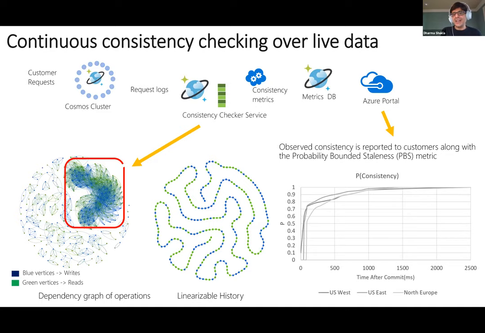Happy to report that since the early days where we were prototyping and using the system internally at Microsoft, we have not had any violation in the consistency SLAs after we launched the service. And so there's an entire system that runs that also uses Cosmos DB internally and does this checking of any violation, both for availability as well as consistency.